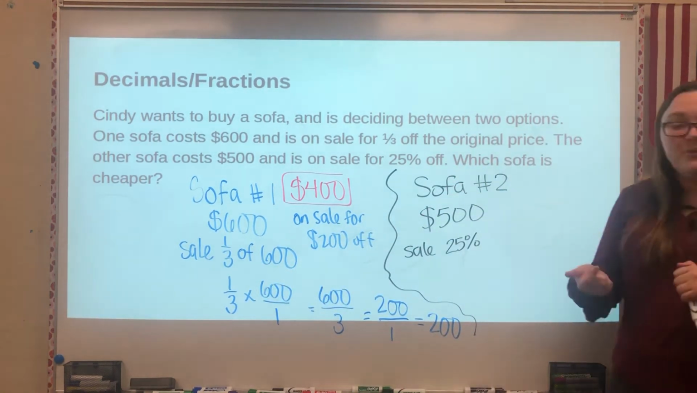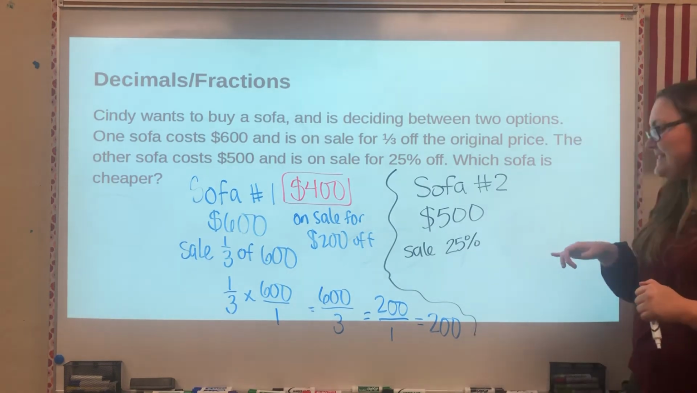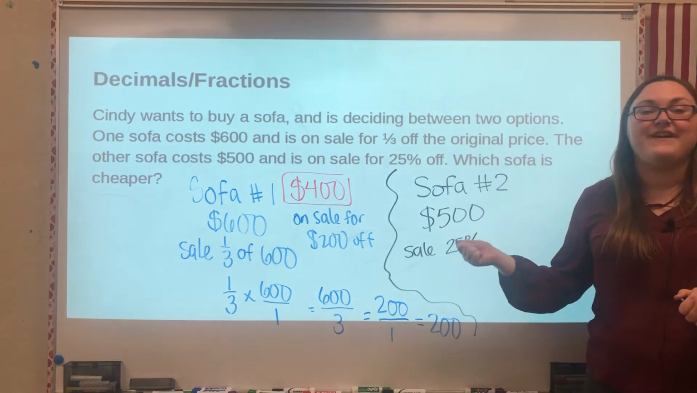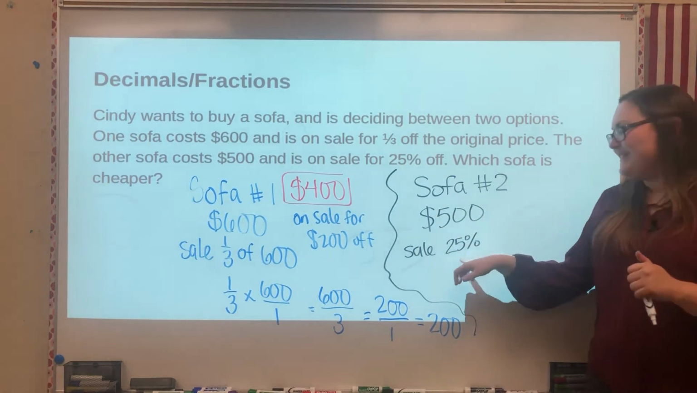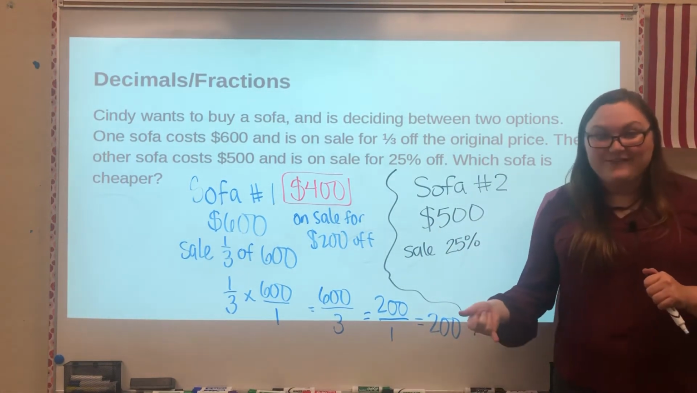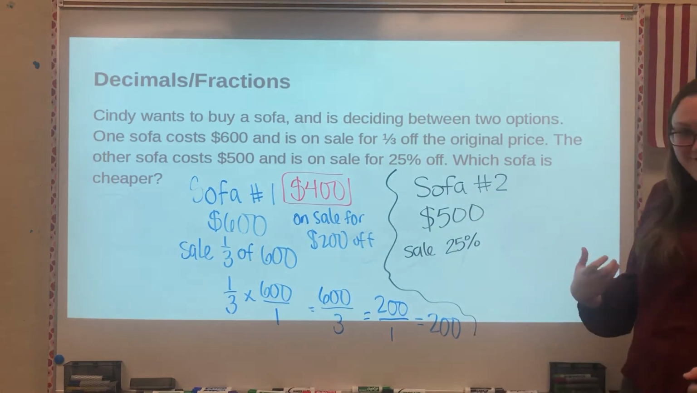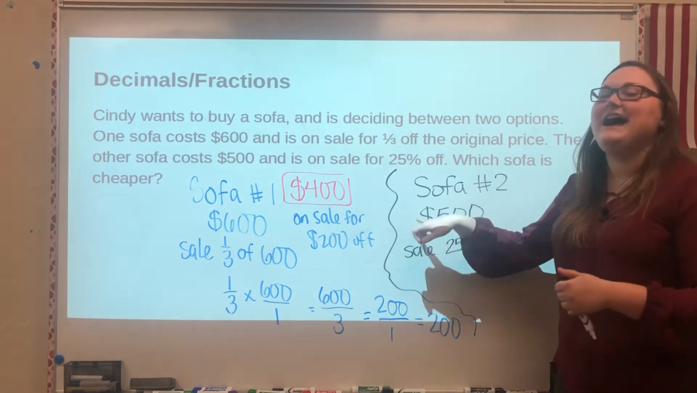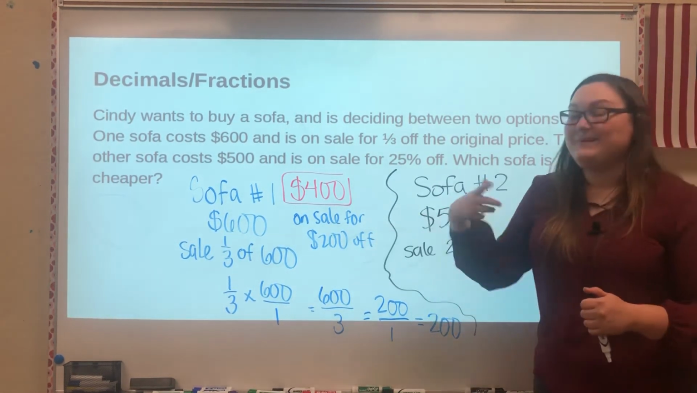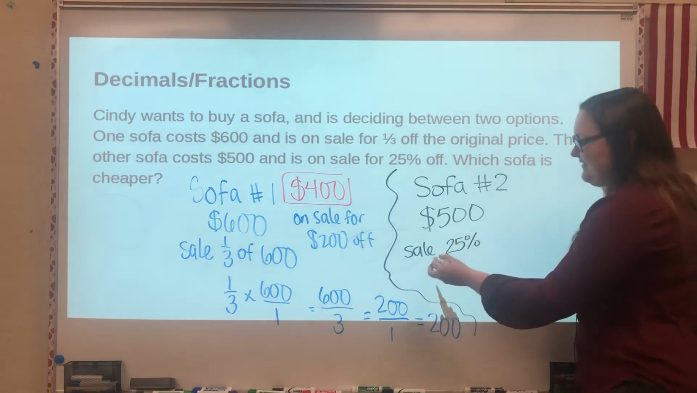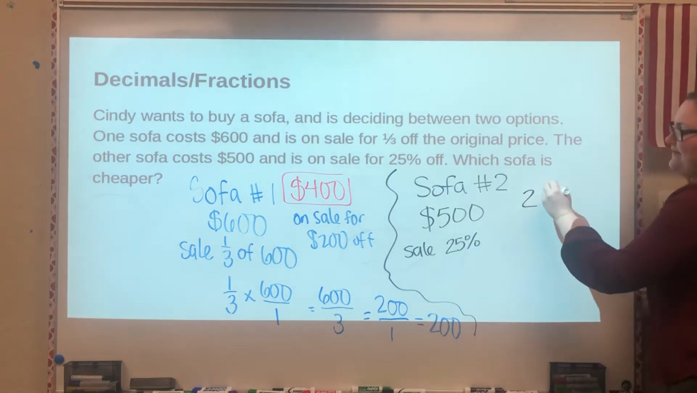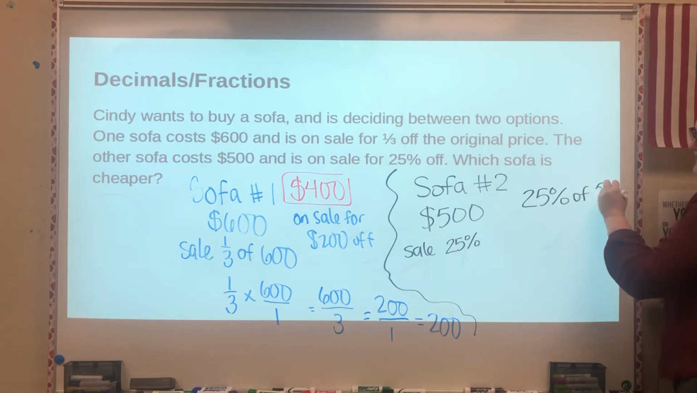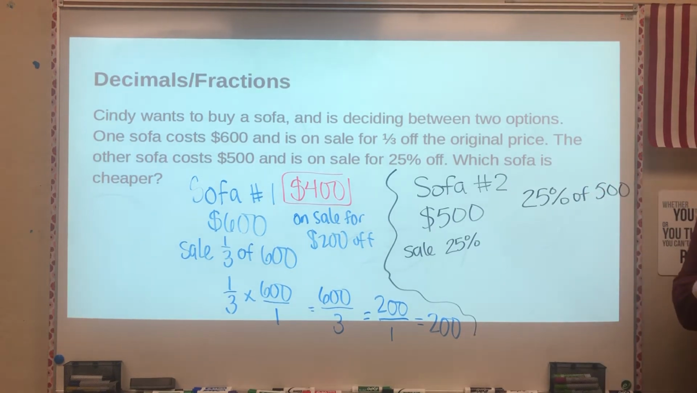One of the mistakes I saw on our last test was people were saying, okay, it's 25% off, so you're saving $25. 25% is not the same thing as $25. If it was on sale for $25 off, it would say $25 off. 25% is a percent of this. So similar to over there, we need to figure out how much money that is. I need to find what 25% of that original cost is. So I need to find out what 25% of 500 is.